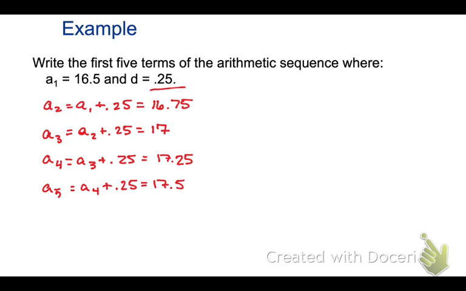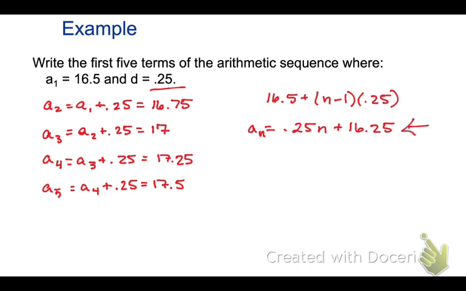Do we need to do any more of those? No. Could I have written the definition again and plugged in 1, 2, 3, 4, 5? Yes. Now, would plugging in 1, 2, 3, 4, 5 in this equation be more difficult than just adding 0.25 in this scenario? Yeah, your brain would have to do some more work, and we like to be efficiently lazy, right?